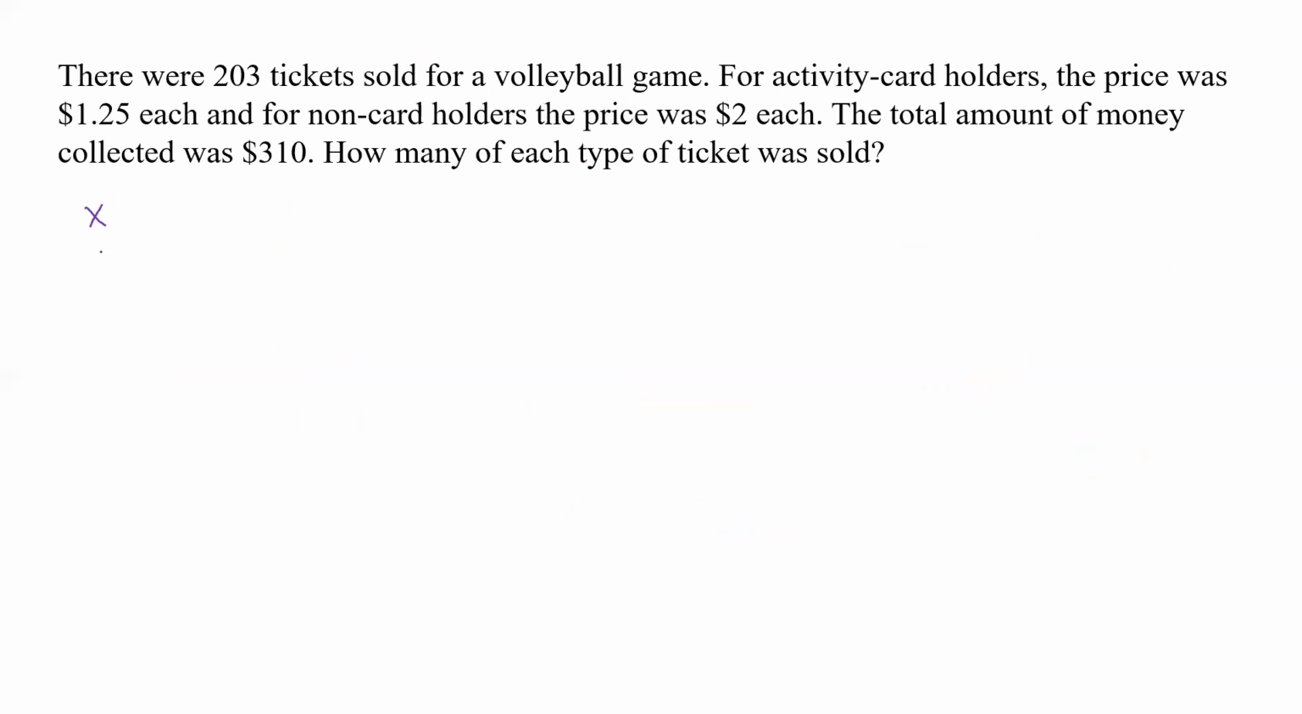All right, well, let's let X be card holders and Y be non-card holders. Okay, and so card holders, well, they were $1.25. And the non-card holders were $2 each. That helps us remember how much each one of those were. You don't have to have it on there, but we wanted card holders, non-card holders, and then I just attached their prices with them. Well, it says we sold a total of 203 tickets. So that means if we take X plus Y, that should be 203.